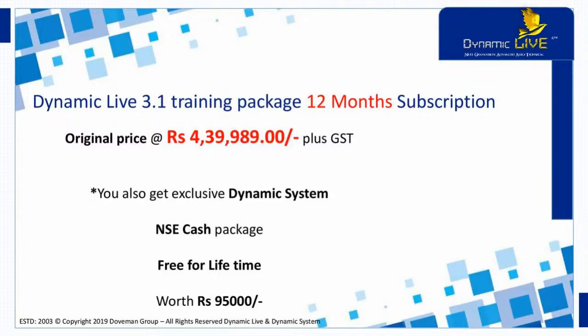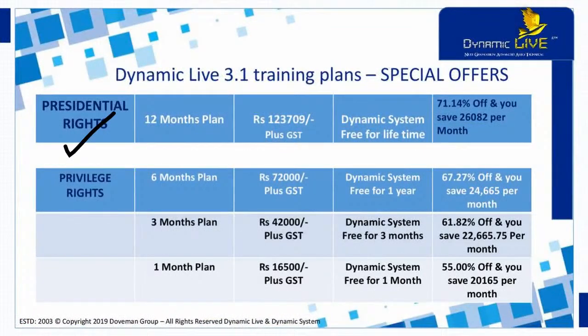Let me show you. There is this presidential rights where you get the same 12 months plan. Instead of investing 4,39,000, you can invest today only 1,23,000, where you get dynamic live intelligence for 1 entire year. You also get a dynamic system free for lifetime. Now what is this dynamic system? Now this dynamic system is another intelligence software which also gives you the right entry and right exit automatically, but then it helps you do some amazing positional trades. It also helps you do long-term or short-term investment if you are interested to get into the equity segment.